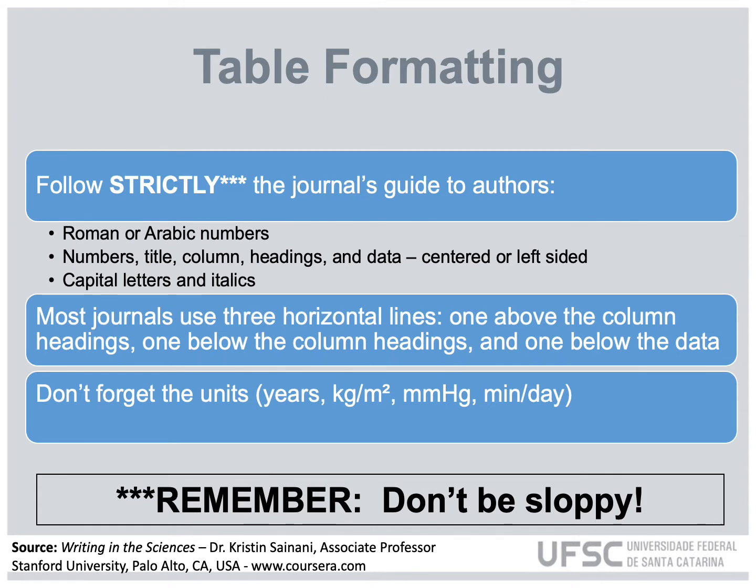Regarding table formatting, follow strictly the journal's guide to authors. Use Roman or Arabic numbers for title, column headings, and data. They should be centered or left-sided. Use capital letters and italics when needed. Most journals use 3 horizontal lines, one above the column headings, one below the column headings, and one below the data. Don't forget the units.